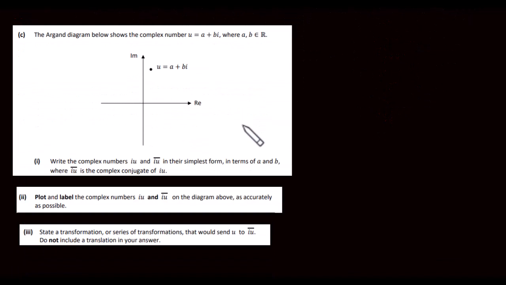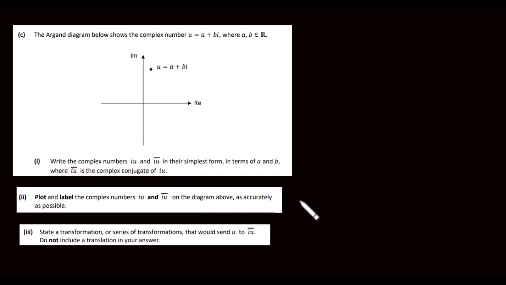C. The Argand diagram below shows the complex number u is equal to a plus bi, where a and b are real. So that's it here. Write the complex numbers iu and the complex conjugate of iu in their simplest form in terms of a and b.